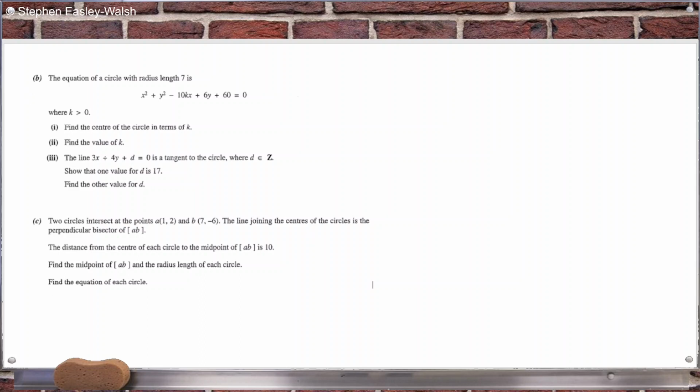Okay, let's have a look at this question now. You've got the equation of the circle with radius 7. Find the centre of the circle in terms of k. I'm going to complete the square.